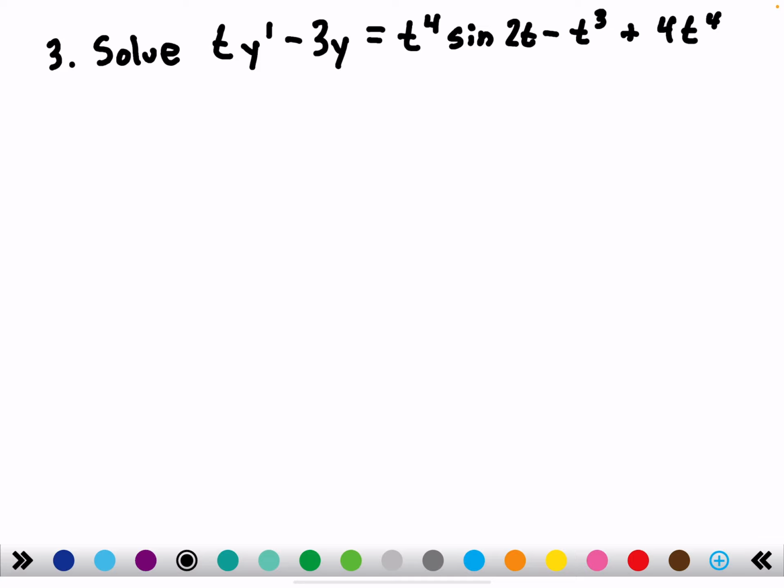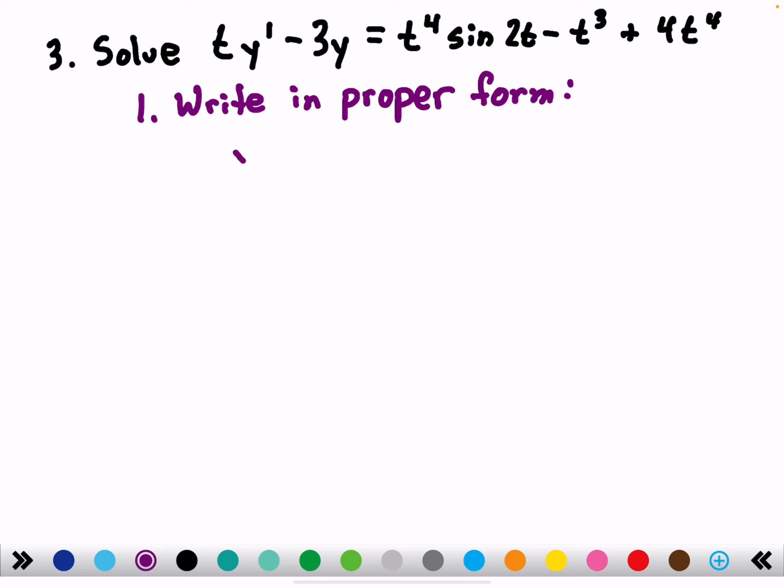Number 3, solve ty prime minus 3y equals t to the fourth sine of 2t minus t cubed plus 4t to the fourth. Step number 1, write in the proper form. So we need to write this equation in the proper form.